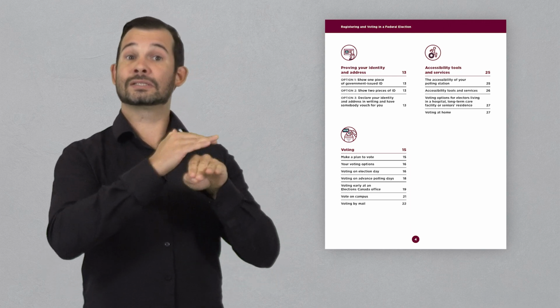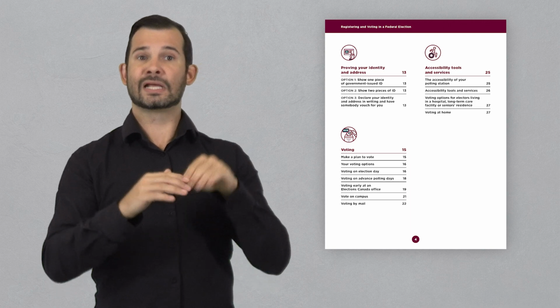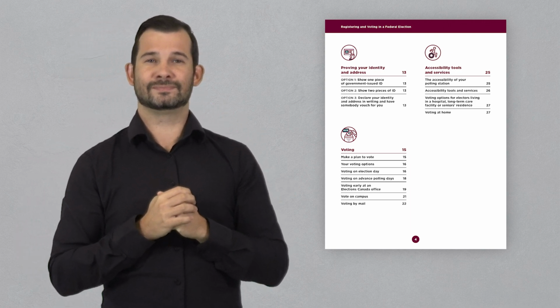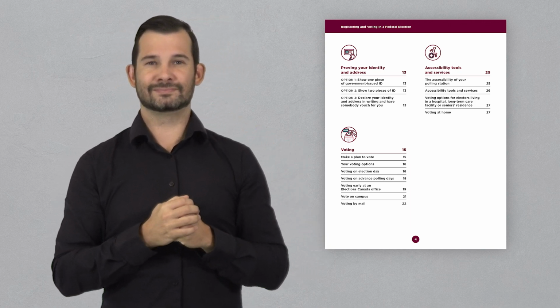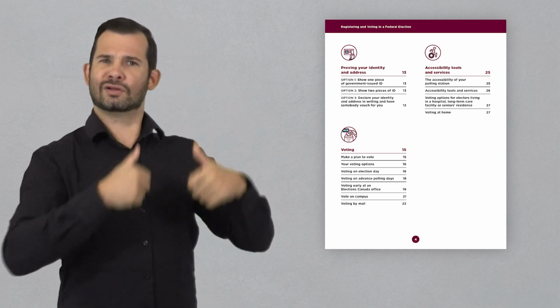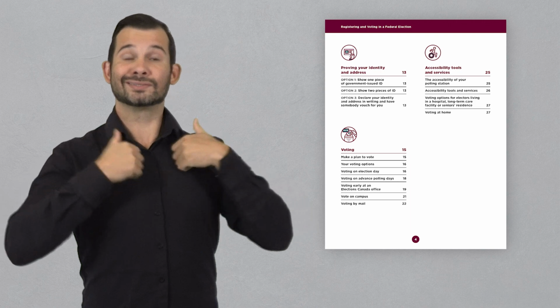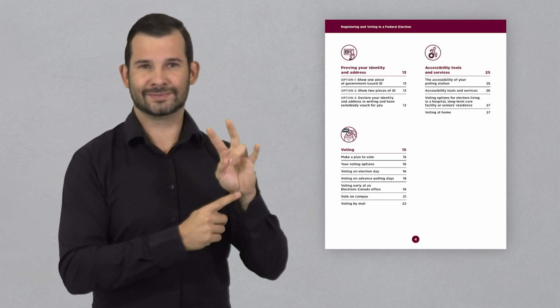Accessibility tools and services, 25. The accessibility of your polling station, 25. Accessibility tools and services, 26. Voting options for electors living in a hospital, long-term care facility, or seniors residence, 27. Voting at home, 27.